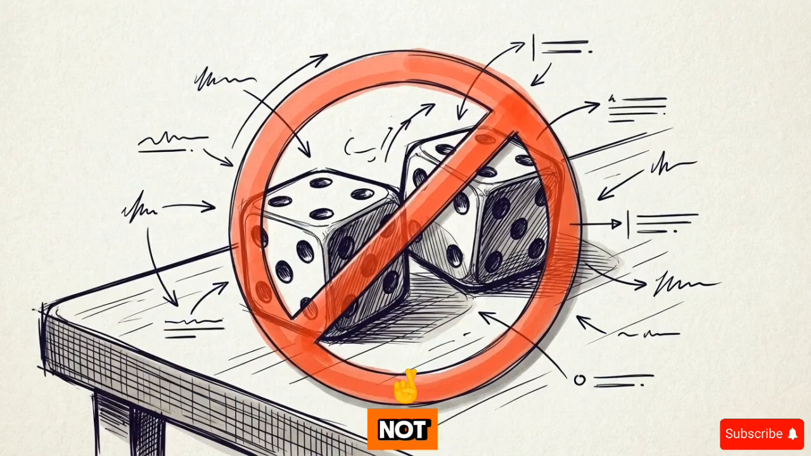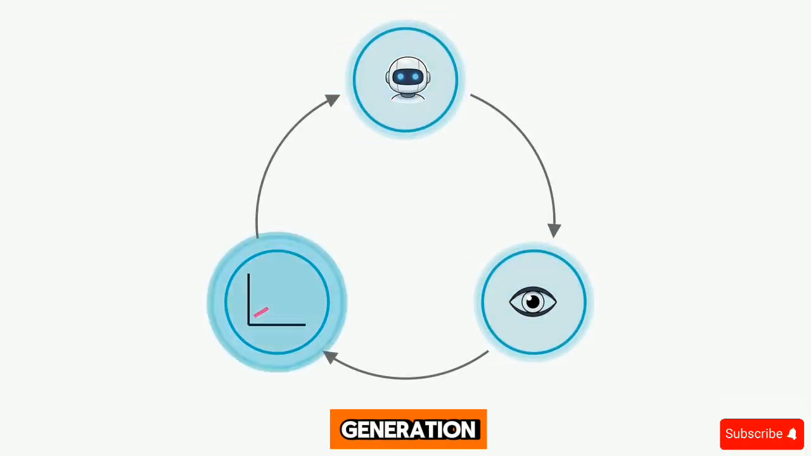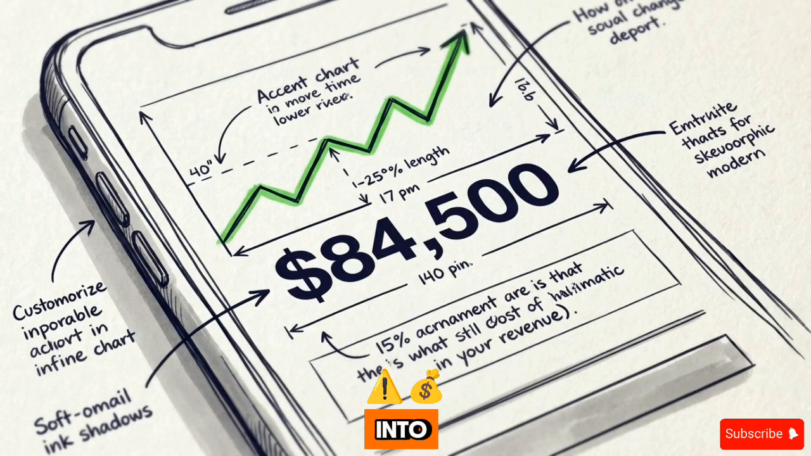Modern social commerce does not rely on luck. It is a strictly managed cycle of AI generation, algorithmic testing, and automated scaling that turns fleeting attention into measurable revenue.